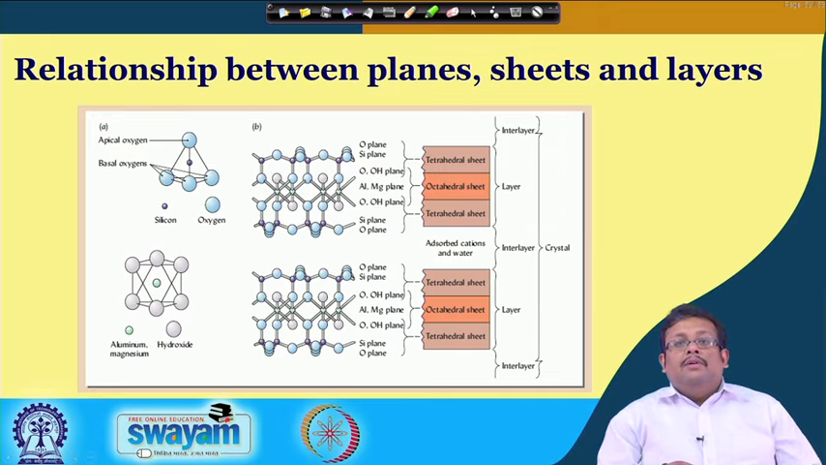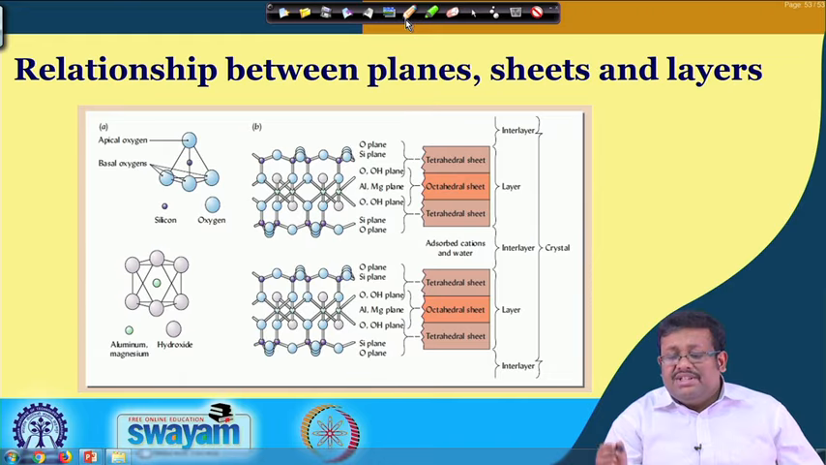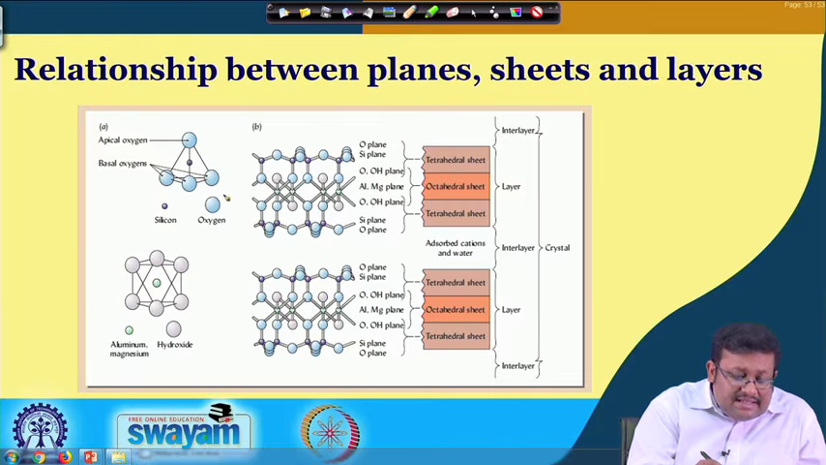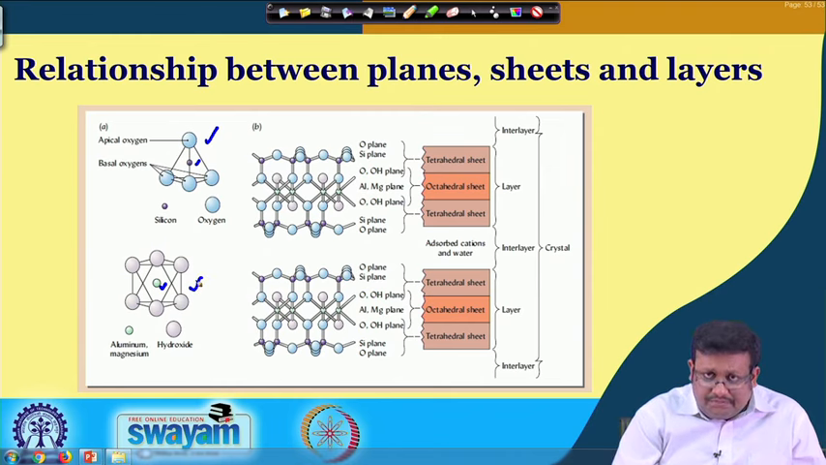So, let us go on, and this is our final slide for this lecture. This is the relationship between planes, sheets and layers. This is a silica tetrahedral sheet, and you can see the 3 basal oxygens and one apical oxygen, and this is the silicon atom. In case of octahedra, the central atom is either aluminum or magnesium, surrounded by 6 hydroxyl anions. Now, this is a unit cell structure or layered structure. In the layer, you can see it is a 2:1 type of mineral.